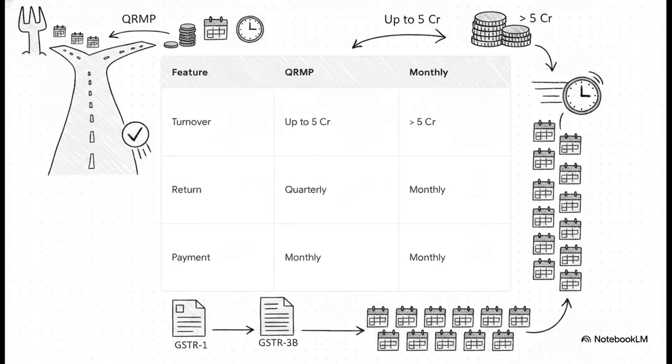So the absolute first fork in the road for any business is deciding your filing frequency. If your business has a turnover up to 5 crore rupees, the government offers you the QRMP scheme. That's quarterly return, monthly payment. It's really meant to ease the compliance burden for smaller businesses. However, if you cross that 5 crore limit, or you simply decide you don't want to opt in, you fall straight into the standard monthly filing bucket. And that means your GSTR1 and GSTR3B have to be filed every single month, no exceptions.